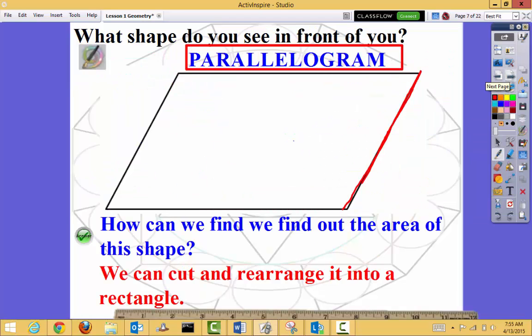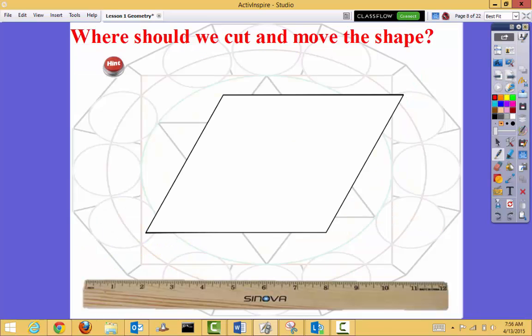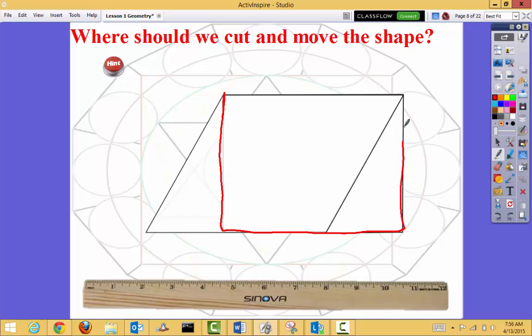So what I need to do is change this parallelogram into a rectangle. Again, going back to that I Can statement, I can take parallelograms and rearrange them into rectangles. So I need to cut the shape, and where do I need to cut it, and where do I need to move it? Well, there's one spot I can cut it easily. Right here. If I cut it right here, notice what happens. I can take this and move it right there. And now you'll see my shape has become what? Has become a rectangle. And I can easily find the area of this shape, can't I?